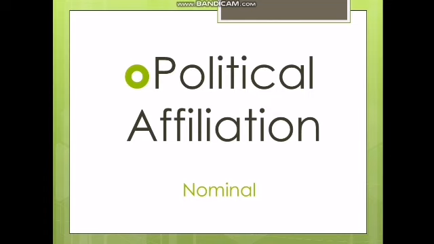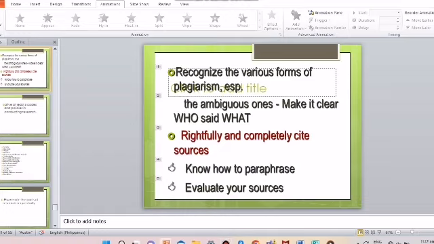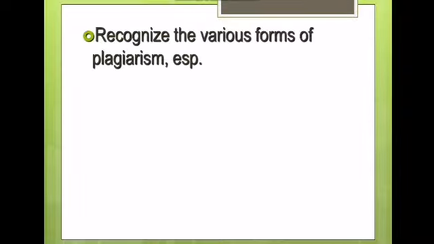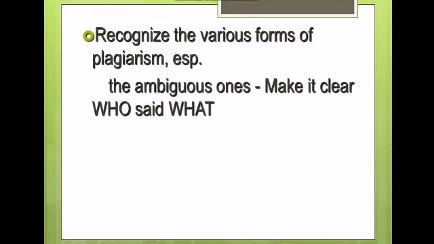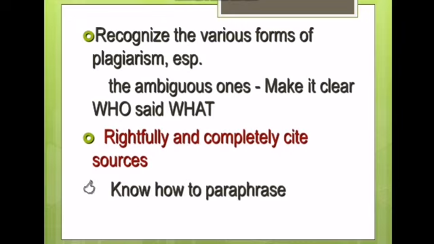Now let's proceed to the enumeration. You are going to enumerate the different ways on how to prevent plagiarism. At least 4. Recognize the various forms of plagiarism, especially the ambiguous ones. Make it clear who said what. And rightfully and completely cite the sources. Know how to paraphrase and evaluate your sources.